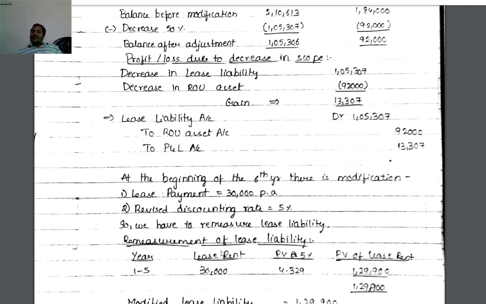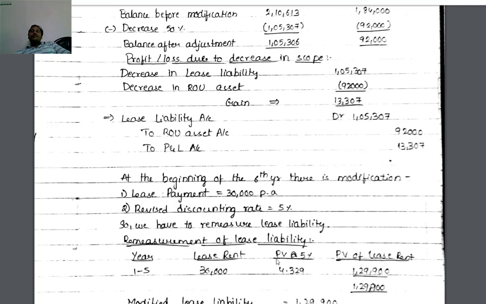So at the beginning of the sixth year there is a modification. Lease rent is 30,000 per annum for the remaining 5 years. The revised discounting rate is 5%. So we have to remeasure the lease liability. Go for remeasuring the lease liability with these details. For 1 to 5 years, lease rent is 30,000. So the remaining 5 years, from now on forms 5 years. So that's why we are taking it as 1 to 5 years.